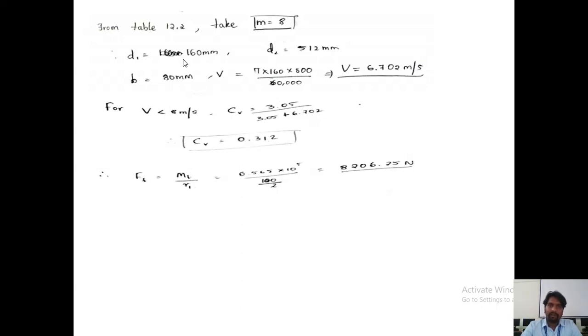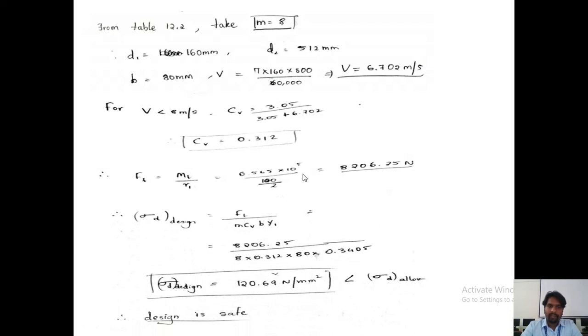Once again, the diameter is changed. So again we need to calculate Ft, Mt by r1. So Mt remains the same, and r1 will get changed, it is 160 by 2. So we got Ft. So I substitute here Ft divided by m CV B y. So sigma d design is 120.69, which is less than 193.2, sigma d allowable. So therefore the design is safe.